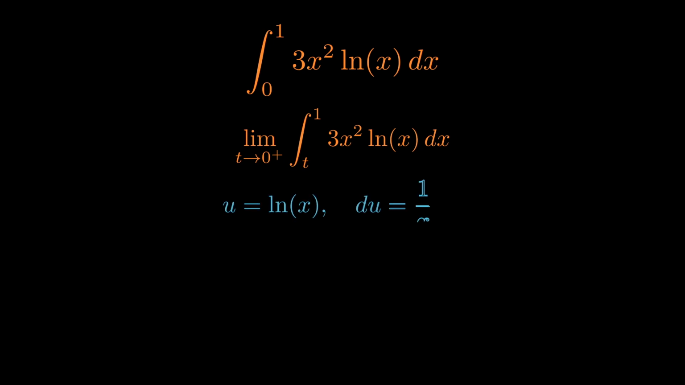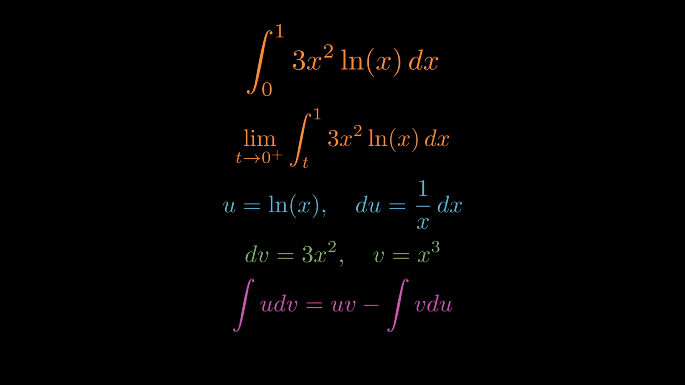So u will be the natural log of x, because if we make dv be the natural log of x, then that's very hard to integrate. So since u is the natural log of x, we can find that du is 1 over x times dx. And that means dv is 3x squared, so v equals x cubed. So now we use our formula for integration by parts, which can be seen on the screen.